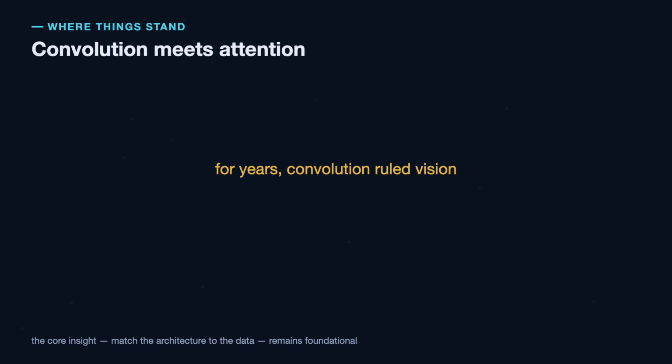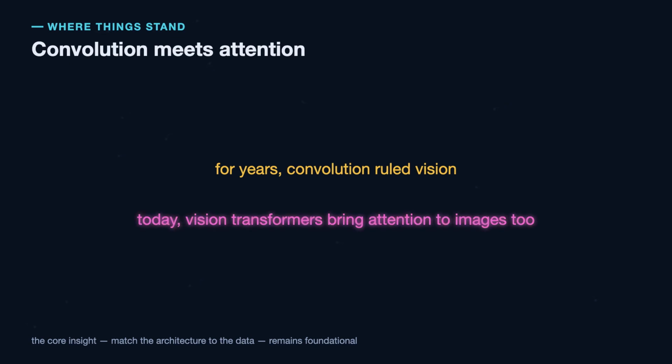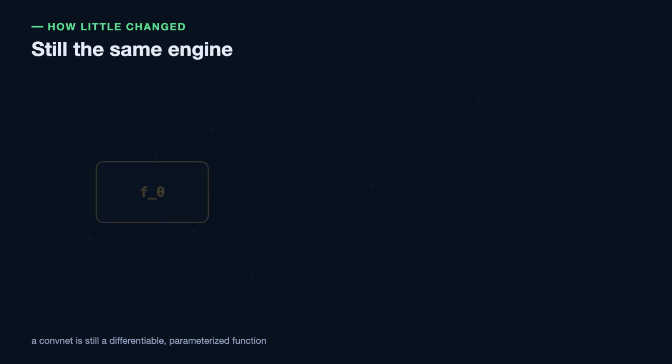One honest note on where things stand. For years, convolution ruled computer vision completely. Today, that same attention mechanism has entered vision too, in models called vision transformers. The two ideas now compete and combine. But the core insight of convolution, matching the architecture to the data, remains absolutely foundational.